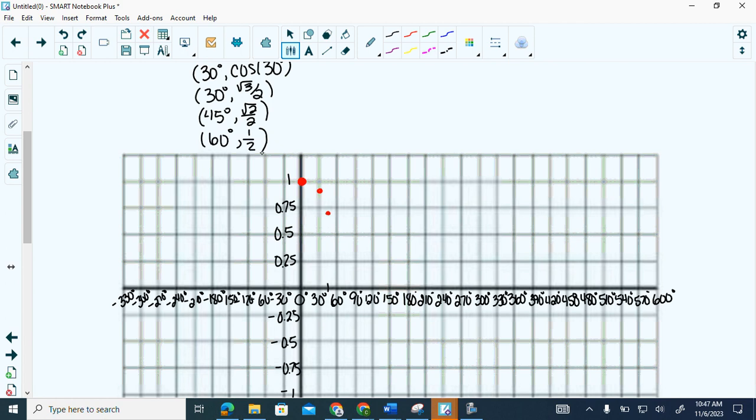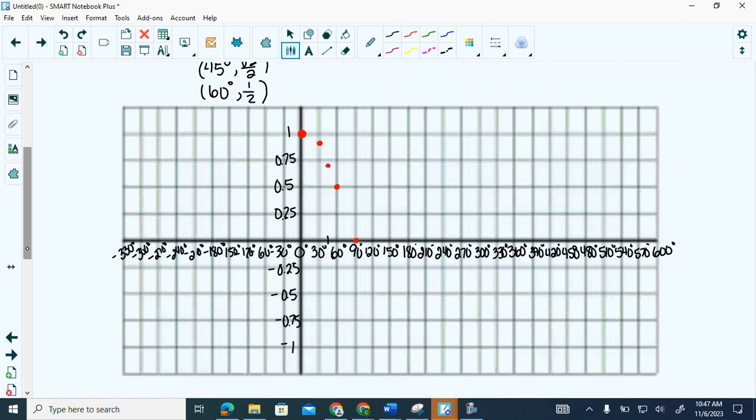Then don't overthink the fact that it's the x of the unit circle, because we're not looking at the x of the unit circle, we're looking at cos of 30 as our y value. Okay? So then I'm at 60, 0.5. Cos of 90 is 0. Cos of 120 is negative 1/2. Cos of 135 is negative 0.707. Cos of 150 is negative 0.8660.